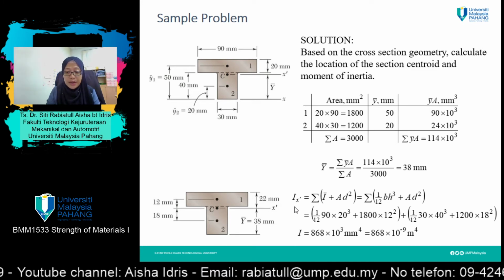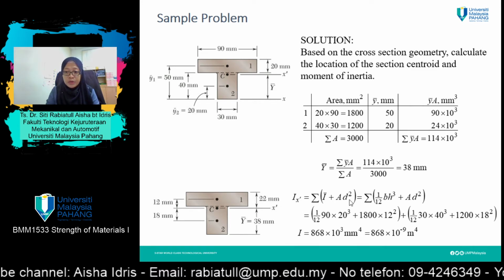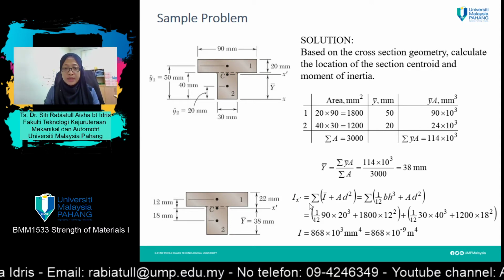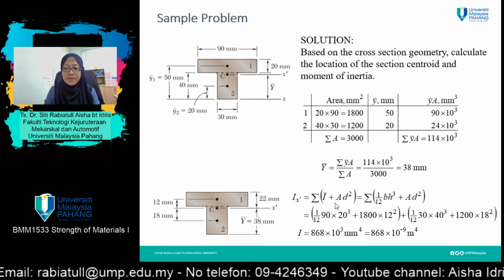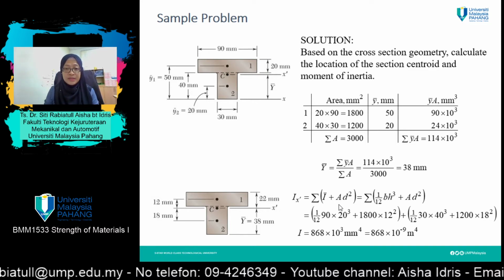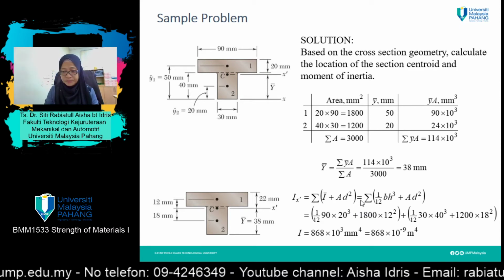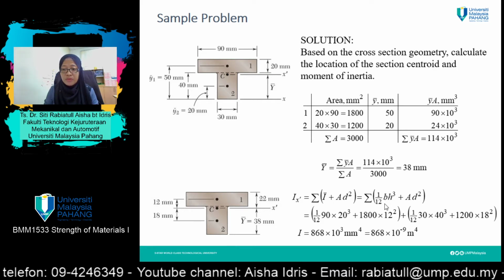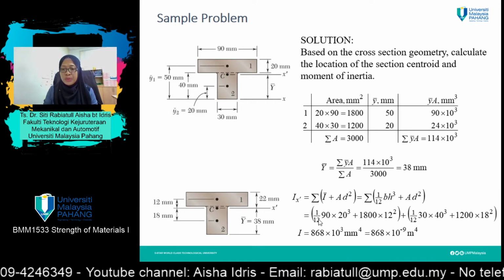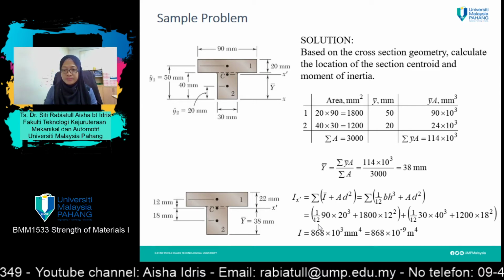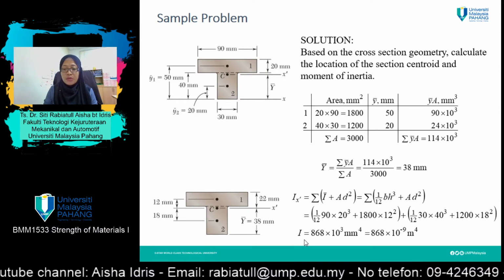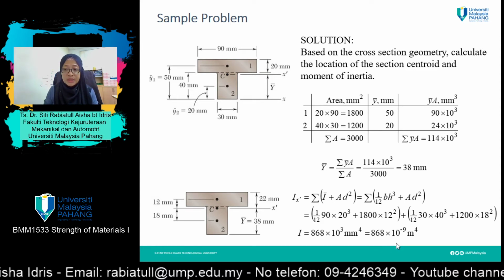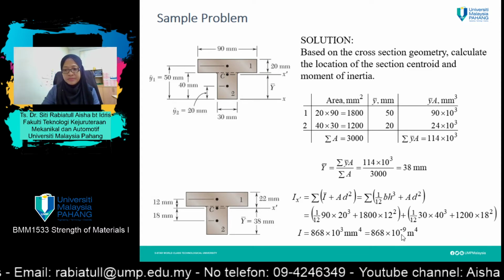So for the formula for Ix, you need to refresh this equation from statics. Ix equals the summation of I bar plus A d squared, where A is the area and d is the distance. I bar for a rectangle is again bh cubed over 12. You need to do it for each section. From there, you'll get the value of I, which equals 868 times 10 to the power of -9 m to the power of 4.